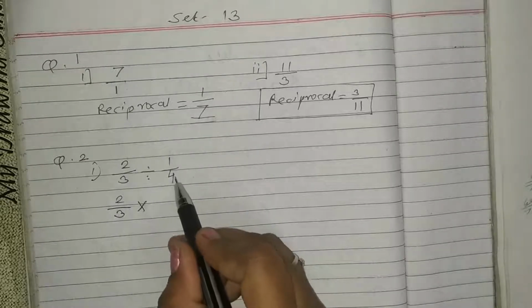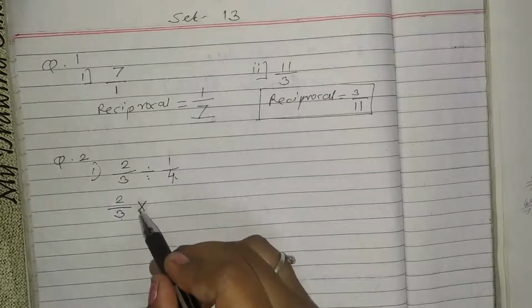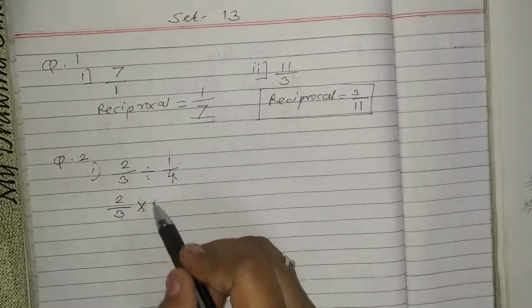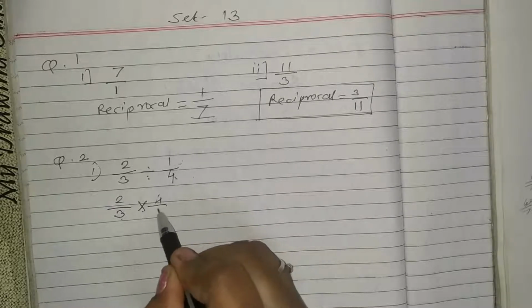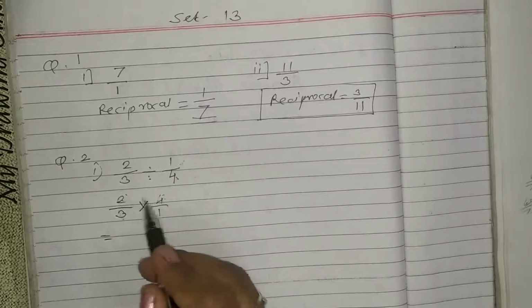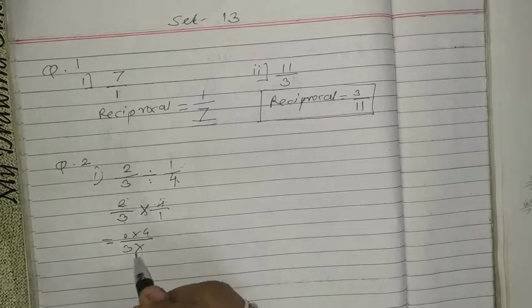And reciprocal of second fraction. First fraction as it is, instead of divide write multiply. Reciprocal ह्याचं शेवटच्याचं उलटं करायचं. Reciprocal 4 upon 1. And now you do straightforward multiplication of fractions. 2 multiplied by 4 upon 3 multiplied by 1.